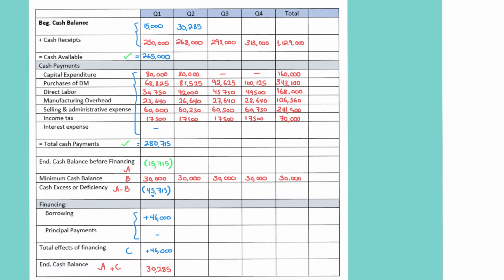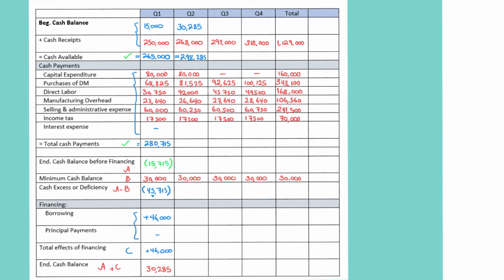And again, the ending cash balance for quarter 1 will be the beginning for quarter 2. So now, the beginning cash balance of quarter 2 plus cash receipts equals 298,285. Now, our payments are the following: capital expenditure, purchases of direct material, direct labor, overhead, selling and admin, income tax, and we need to find the interest expense.